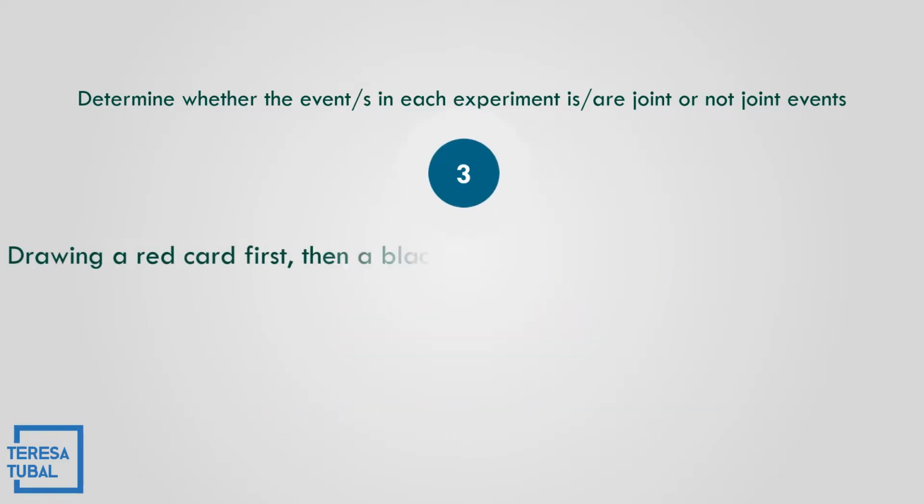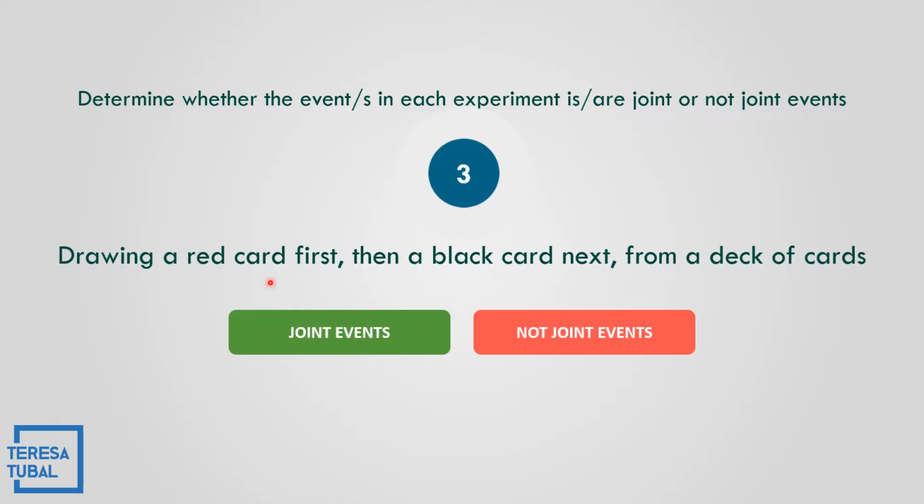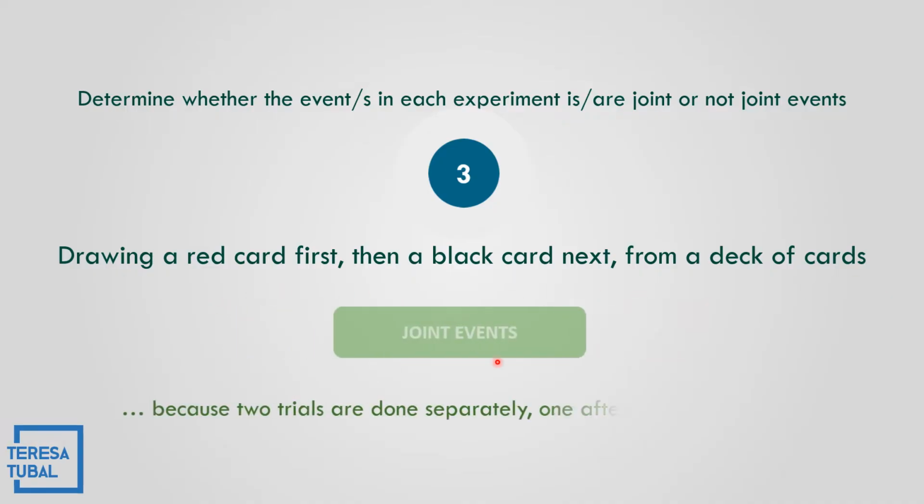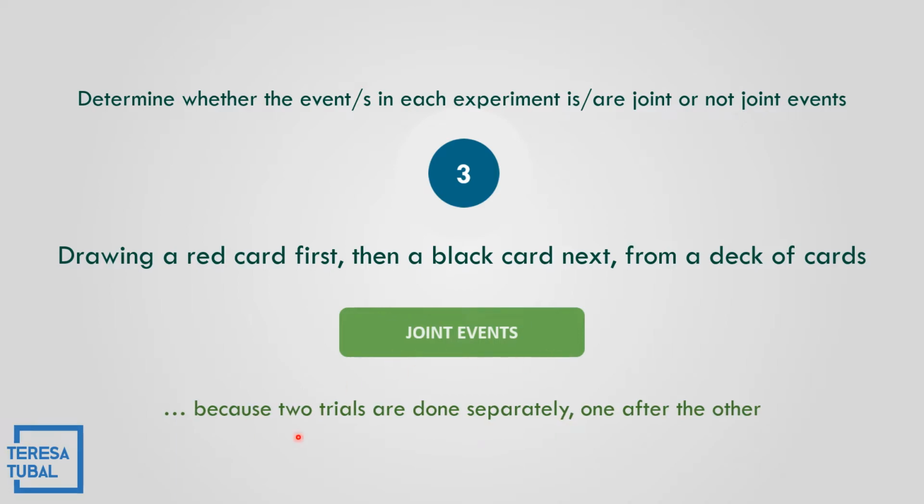How about example number 3? Drawing a red card first, then a black card next from a deck of cards. Joint events or not joint events? Correct. So this is joint events because two trials are done separately, one after the other. First is the red card and afterwards the black card.